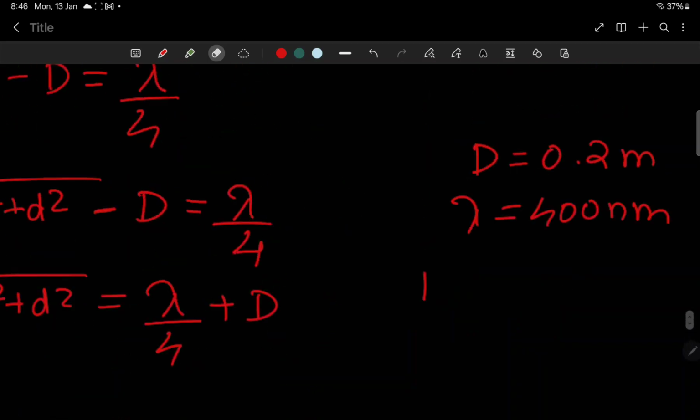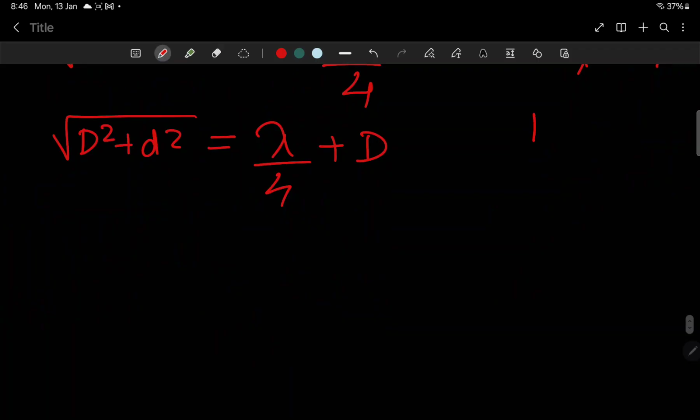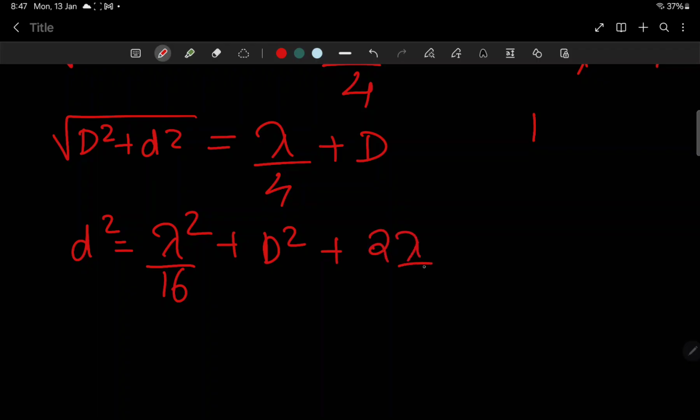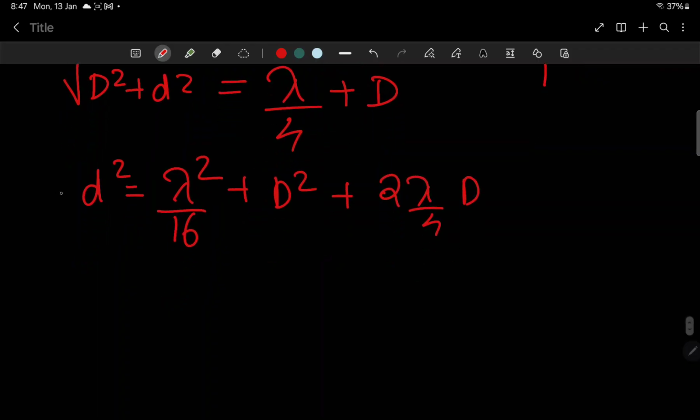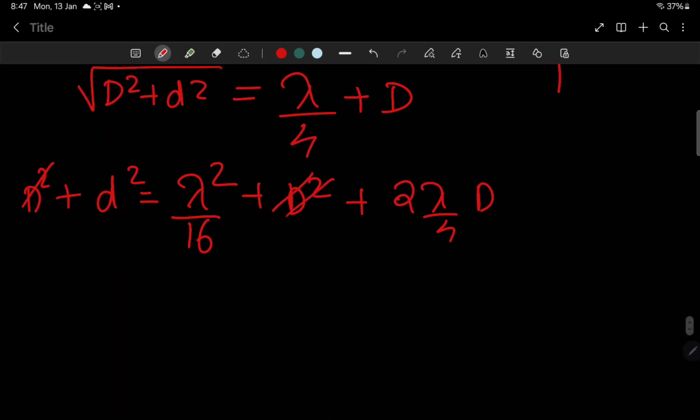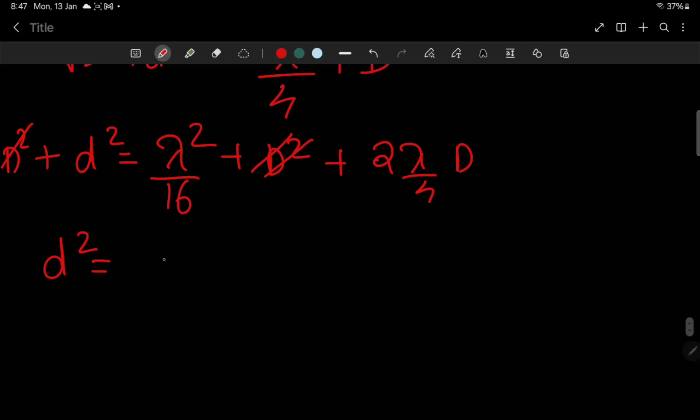Expand it. When we expand, what do we get? We get d square equal to lambda by 4 plus d, that is lambda square by 16 plus d square plus 2 times lambda by 4 into d. So here what happened? Capital D square is also there. This d square cancels. So we get d square equal to lambda square by 16 plus lambda by 2 into D.